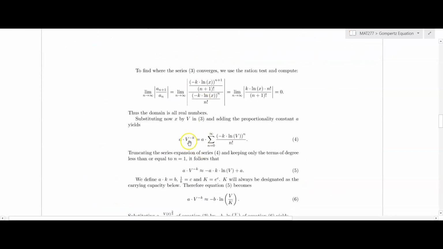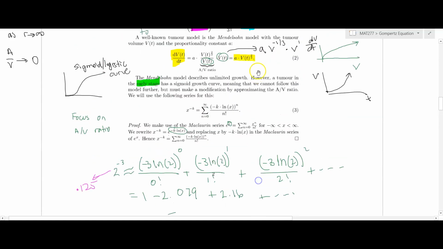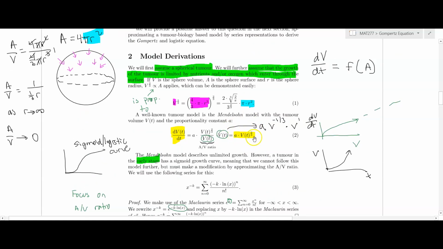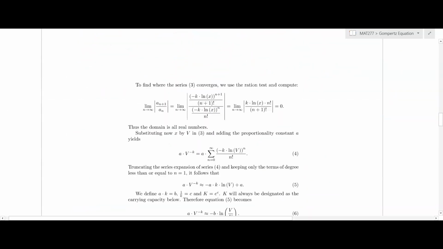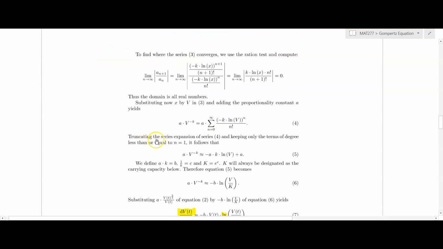Okay, so if you have v to the negative k instead of x to the negative k, that just means you're going to replace x with v, and that's exactly the same formula. Now, with this exact term, all the way with the infinite terms in it, it just reduces down to this formula right here because it's exact. It's the Mendelssohn model. But if we don't use all of the terms in the series, but instead let's just truncate the series expansion and approximate v to the negative k by keeping only the terms of degree less than or equal to 1.